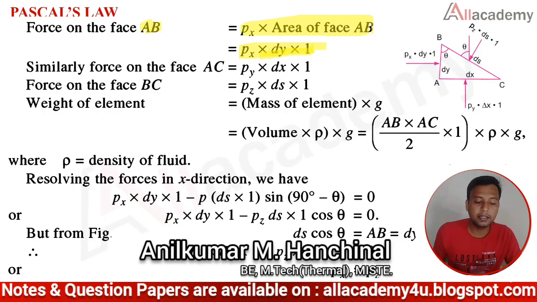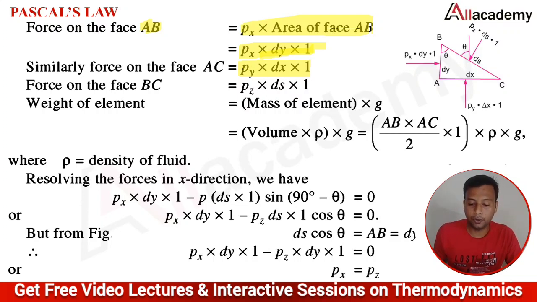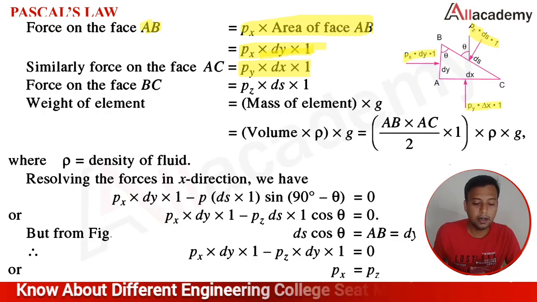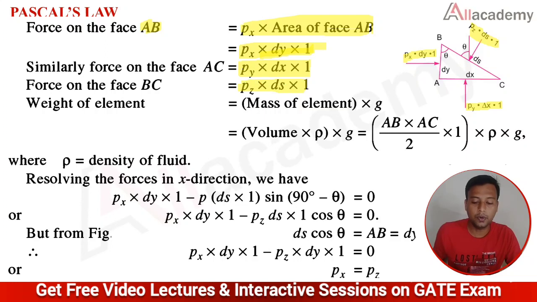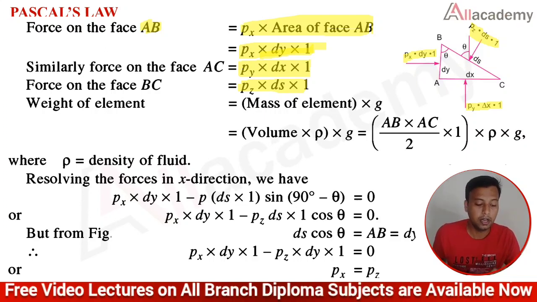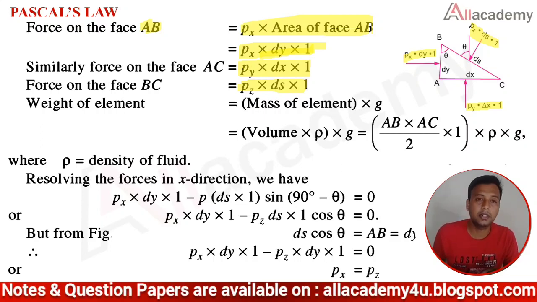Similarly, the force on AC is given as Py into dx into 1. And similarly, the force on BC is given as Pz into ds into 1. Now, these are the normal pressure forces. There will also be a force acting on this fluid element, that is the weight of the element.